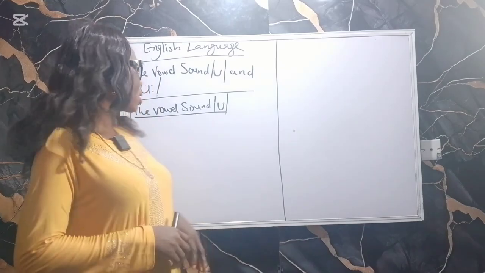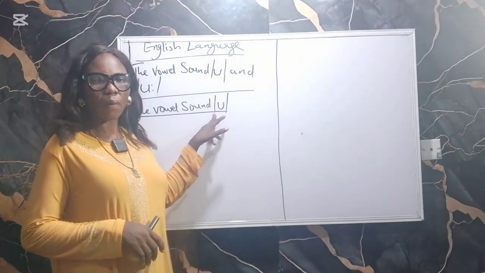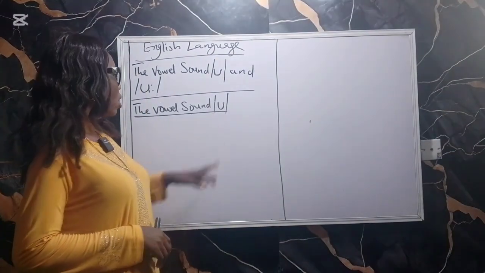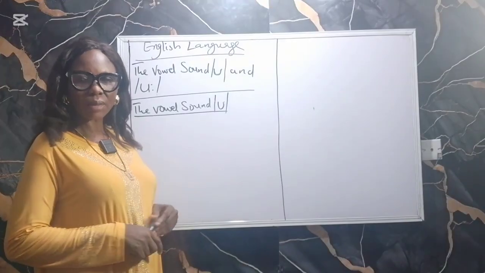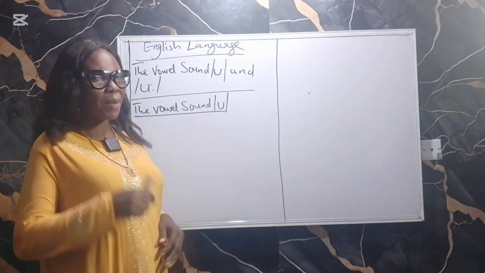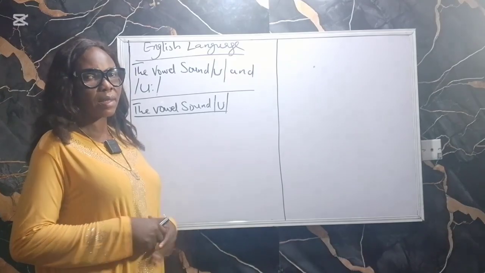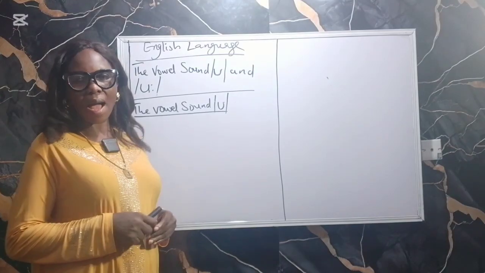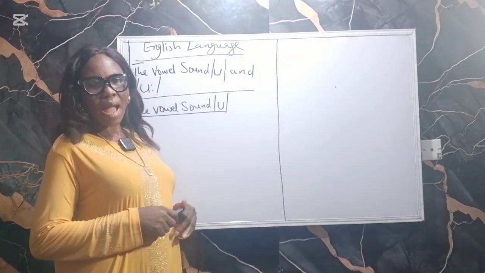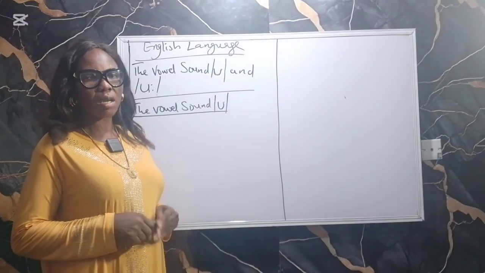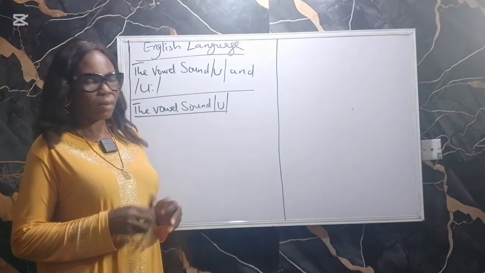Now we are going to start with the vowel sound O. Okay, when we want to pronounce this sound, the back of the tongue is raised towards the roof of the mouth. The lips are round and it is a short vowel sound.